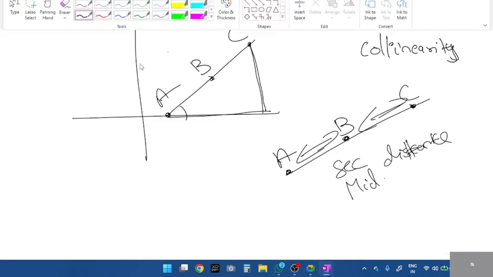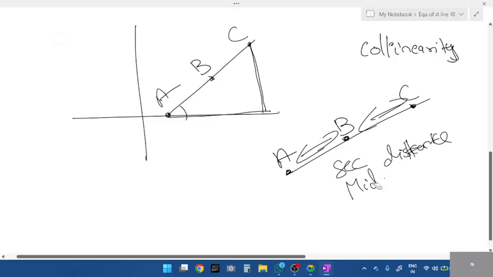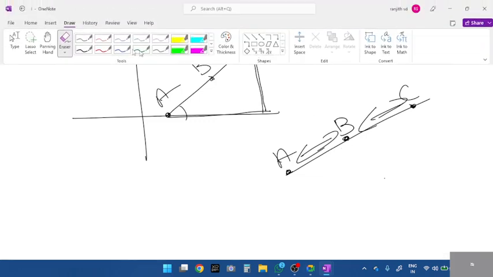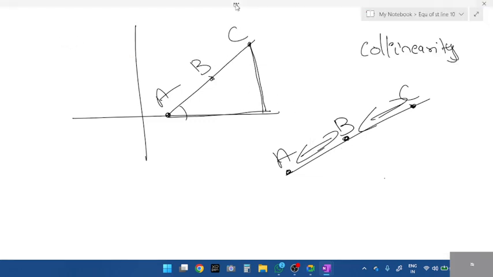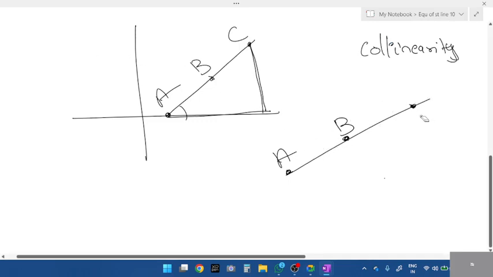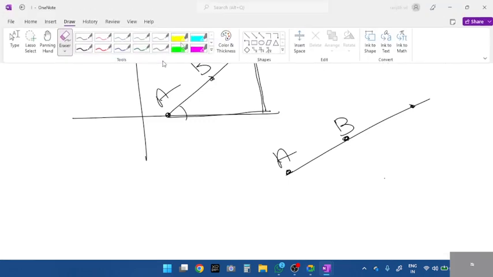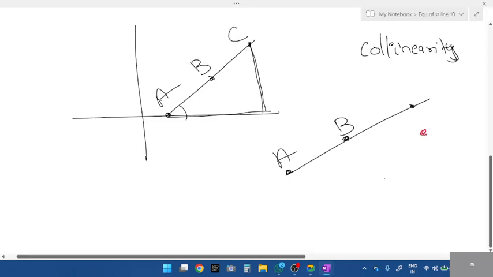We also use the collinear formula. Collinear is basically when 3 points lie in a straight line. They should lie on the line, not away from the line. For example, if A and B are lying here and C is lying outside, C is here. These three are not collinear. They're not in a straight line.